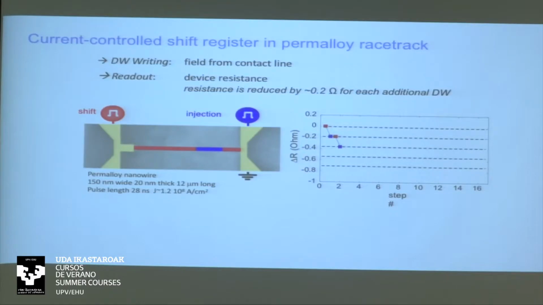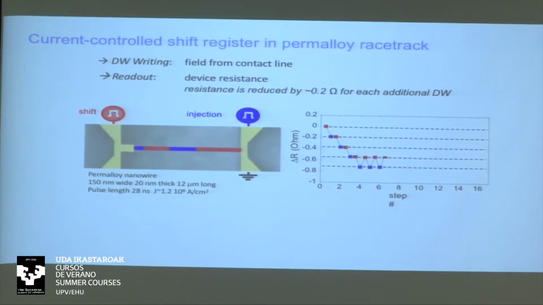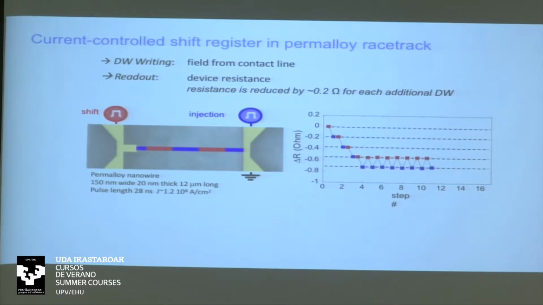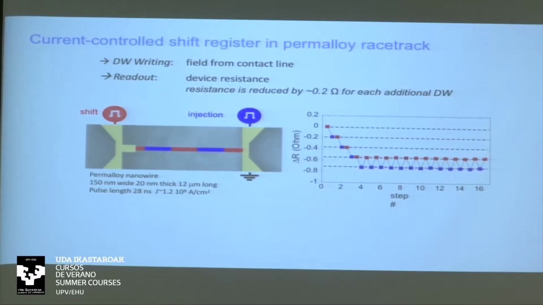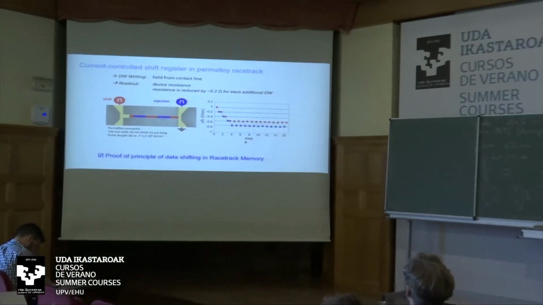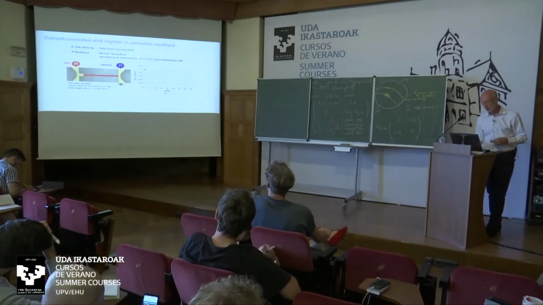The resistance will drop. Again, we can shift it by passing a pulse of current along the wire, and so on and so forth. And we can introduce in this way 4 domain walls. And then as we further shift these walls, one wall leaves and we introduce another one. And you can see we can do this indefinitely, so it's a very highly reliable process. And this effectively is a racetrack with 4 domain walls. So this is a proof of principle of data shifting, which we demonstrated several years ago.